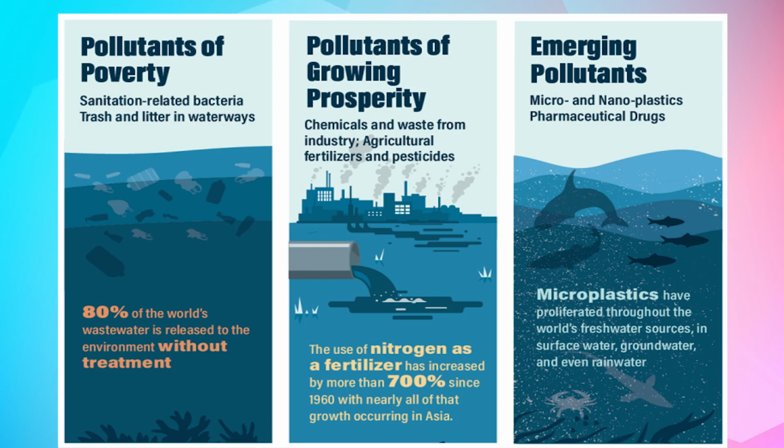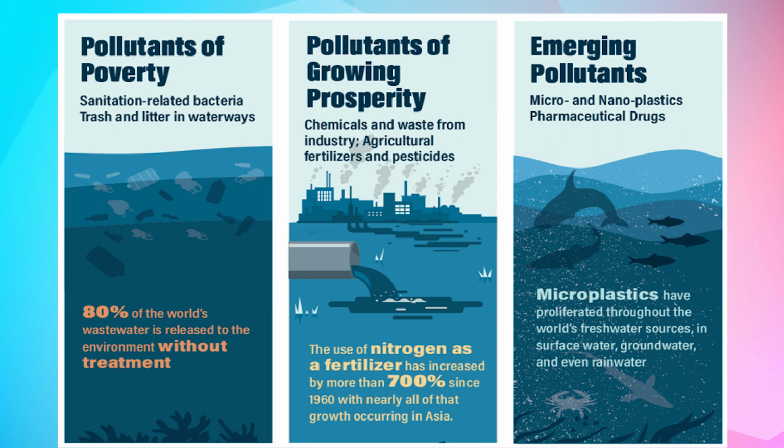Now the pollutants of poverty involve sanitation-related bacteria, trash and litter in waterways, where 80% of the world's wastewater is released to the environment without treatment. The second aspect is the pollutants of growing prosperity, which involve chemicals and waste from industry, agricultural fertilizer and pesticide, where the use of nitrogen as a fertilizer has increased by more than 700% since 1960, with nearly all of that growth occurring in Asia.